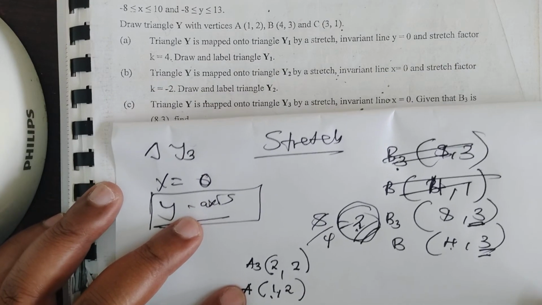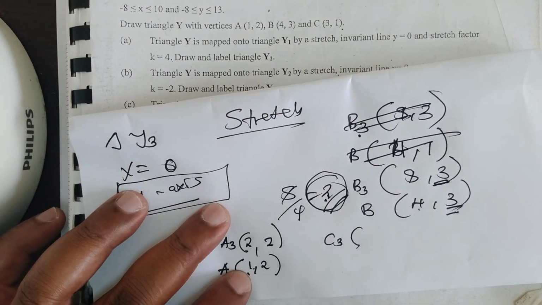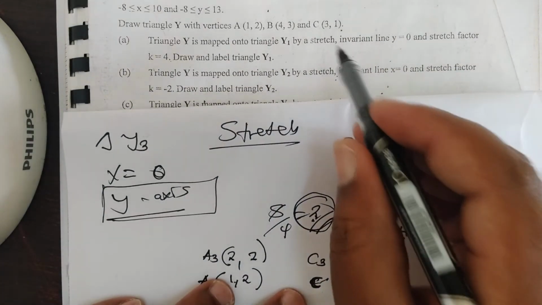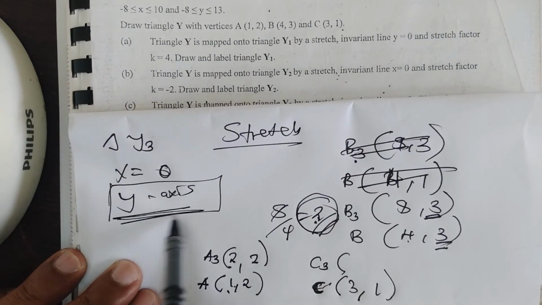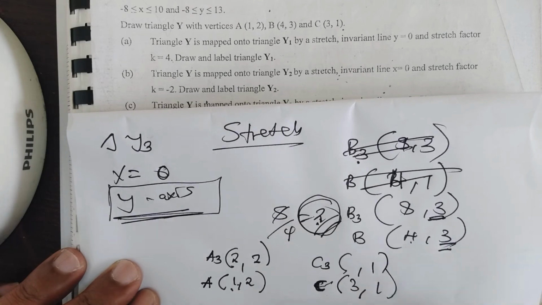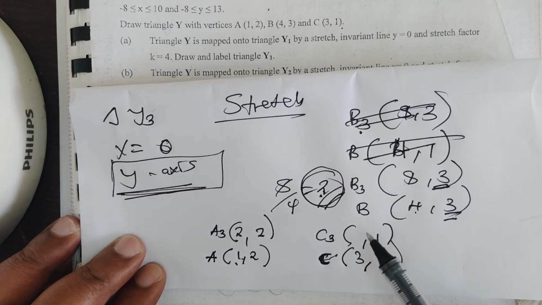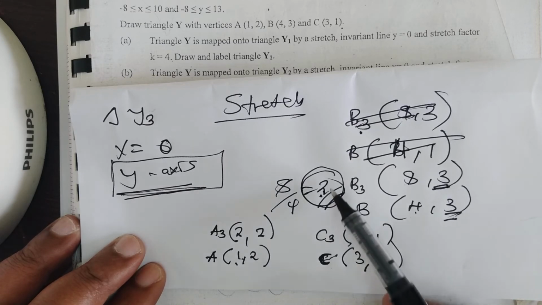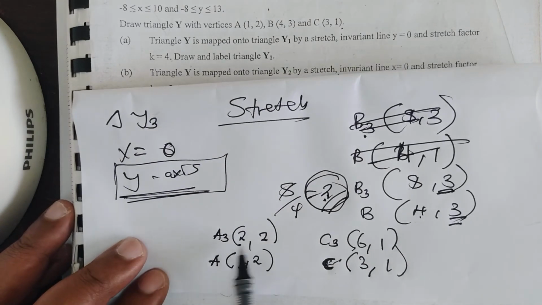Then to find the coordinates of C3, again we'll say C3 is equal to, then I have to find the coordinates of C first. What are the coordinates of C? 3 comma 1. But we are saying the invariant line is the y-axis. So meaning that here 1 will be maintained because that is the value of y. So for us to find now the value of x here, you're going to say the scale factor by 3, which is 6.